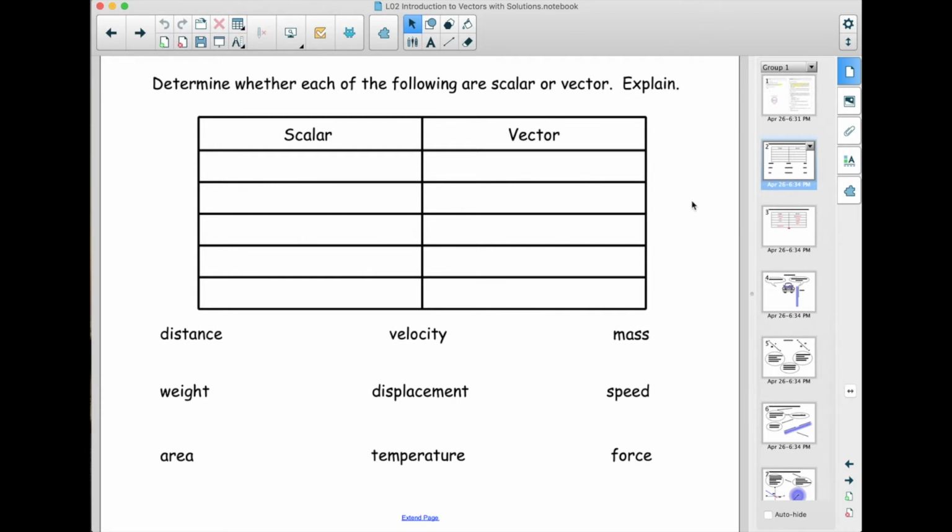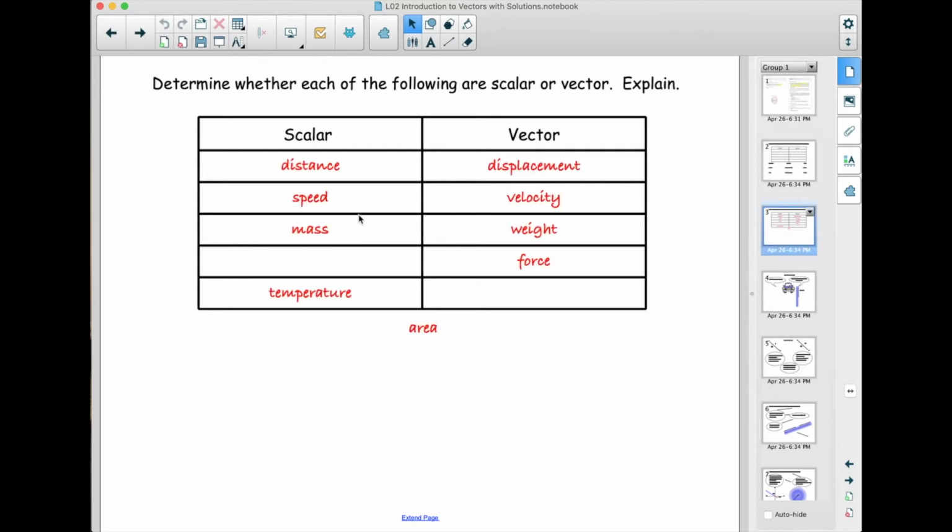And as always, you're in control of the timing. You can move forward whenever you wish. Pause the video if you want more time to think. I'm just going to head on and move forward. So we can see that distance and displacement are our scalar and vector quantities. Just going to turn that sound down.